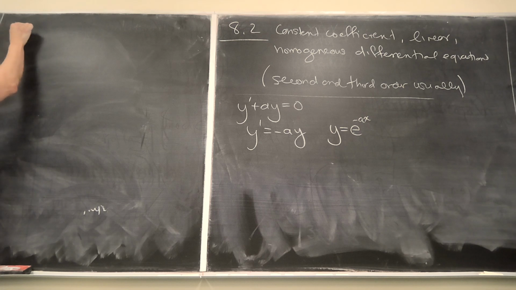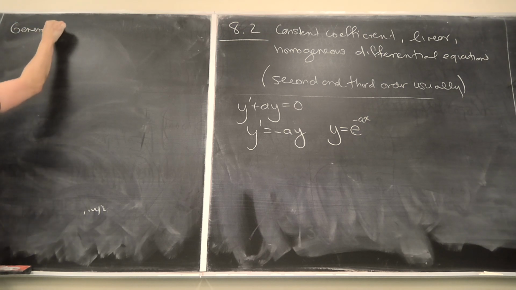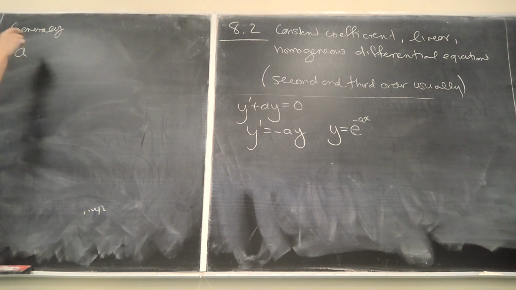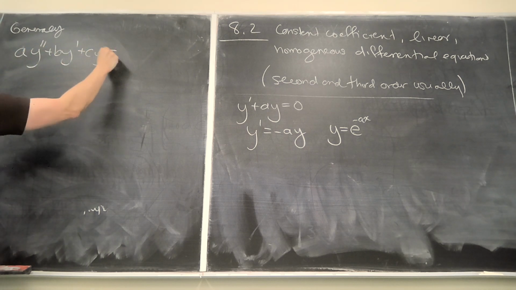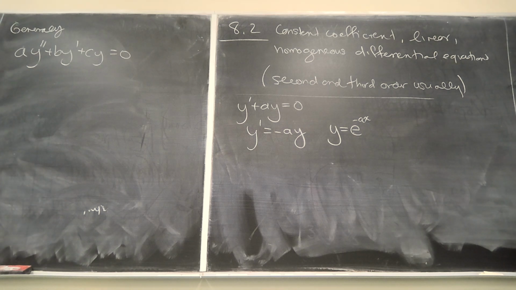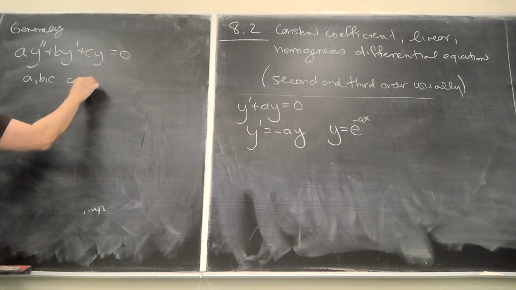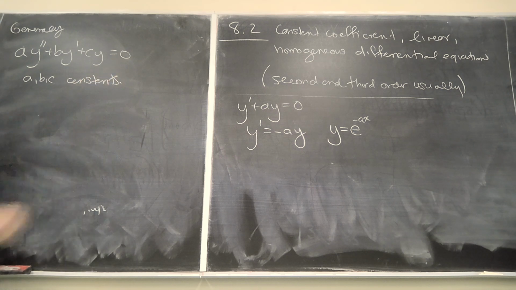So generally, we're looking at equations like this. I'll write down the second order version: ay double prime plus by prime plus cy is equal to 0. I should say further that a, b, and c are constants. This is the general form of a second order linear differential equation that is homogeneous with constant coefficients.